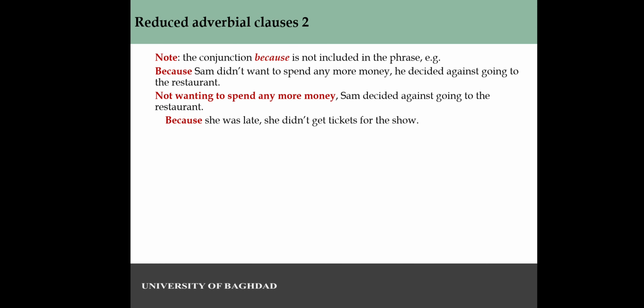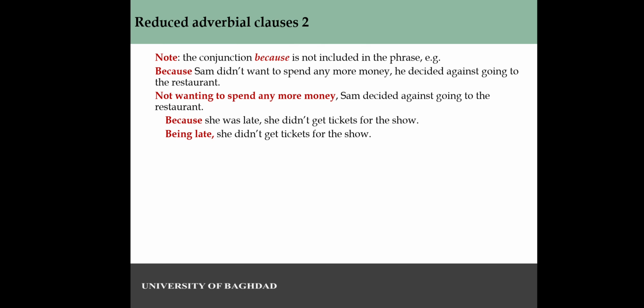Another example. Because she was late, she didn't get tickets for the show. In this adverbial clause, because she was late, we have the verb to be was, which is used as a main verb. In this case, we are not going to delete it when changing the clause into a phrase, as we'll see. Being late, she didn't get tickets for the show. We only deleted the conjunction because and the subject she, but we kept was because it functions as a main verb.